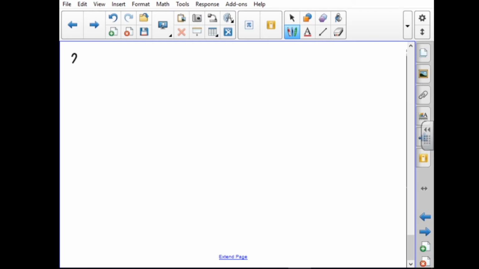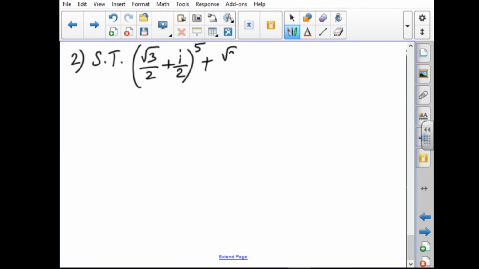Problem number 2. Show that (root 3 by 2 plus i by 2) whole to the power 5 plus (root 3 by 2 minus i by 2) whole to the power 5 is equal to minus root 3. Okay, we have the power of 5, but inside we have a complex number. We have to change it into polar form.